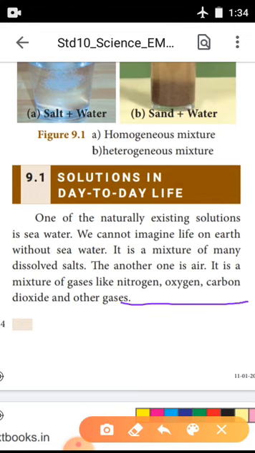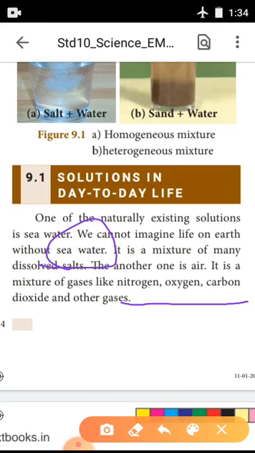Another one, sea water. Sea water contains many salts. Dear students, try to say the answer. Sea water and air, is it a homogeneous mixture or heterogeneous mixture? Say the answer. Yes, very good.